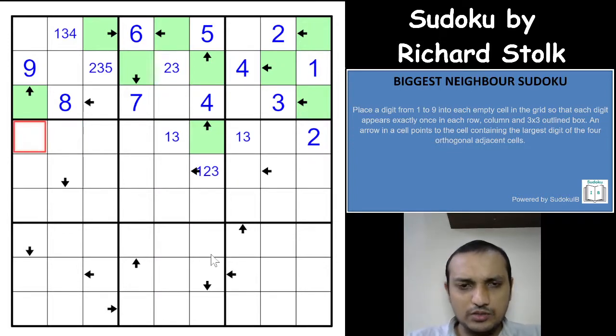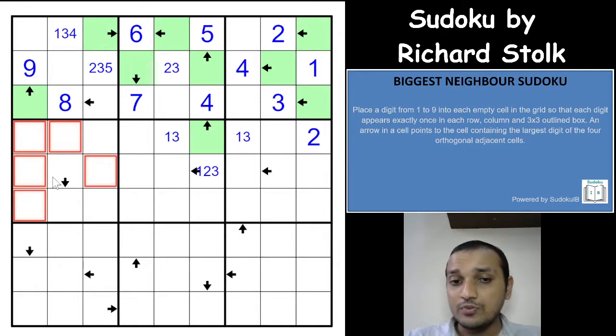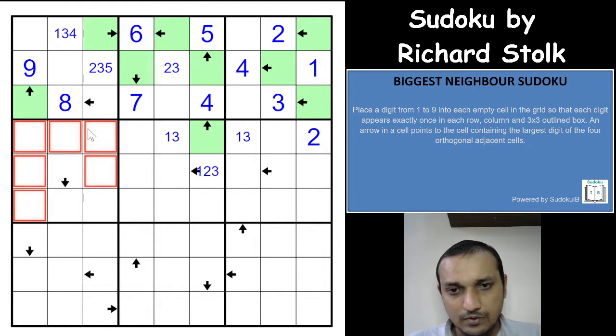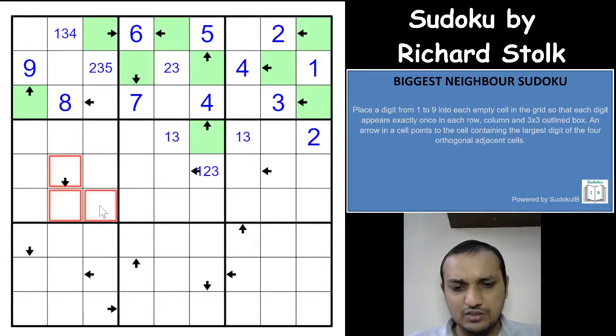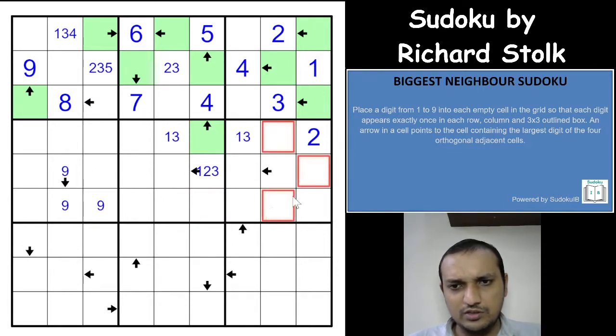Okay, so let's see what else we got here. Let us see where we can have a 9 in this box, because it seems to be quite obvious to me. 9 cannot be here. 9 can never be in any cell orthogonal to an arrow that is not pointed to by the arrow, right? So you cannot have a 9 here as well. 9 can be in any of these 3 cells, right? 9 cannot be here. 9 cannot be here. 9 cannot be in any of these 3 cells. Okay, you can still have a 9 somewhere.